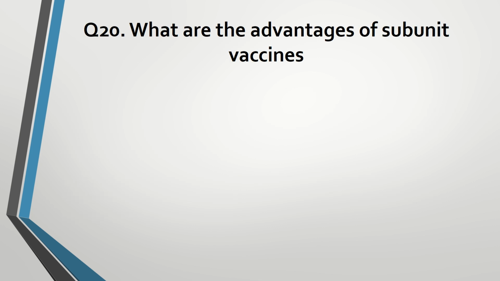Let's move to question number 20. What are the advantages of subunit vaccine? Firstly, we have to know what subunit vaccines are. Subunit vaccines are used in the real world, mainly. It is mainly the distributed vaccine in the world.